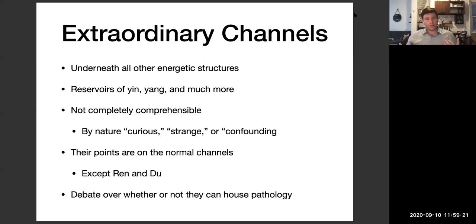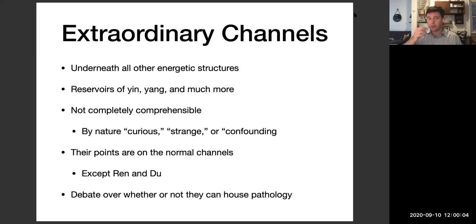And then underneath those regular channels, at the deepest part of our channel system, we have our extraordinary channels. Extraordinary is not a great translation of the phrase. Curious, strange, confounding, unknowable, these are all better translations. This is another one of those differences between Eastern and Western thinking. When we say curious or strange, we don't mean we don't understand them. We mean that they are not supposed to be understood in the way that other things are. It means that this is one of the places where weird stuff is. This is where the rules break down a little bit.